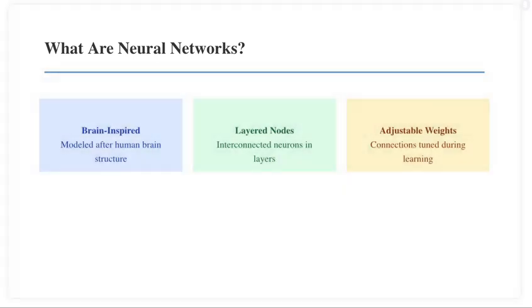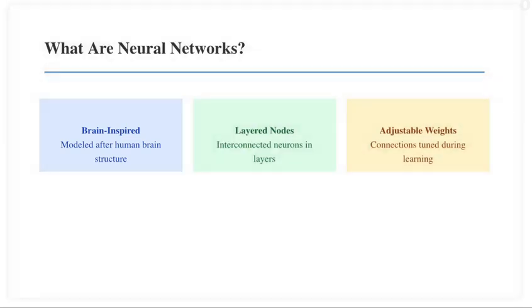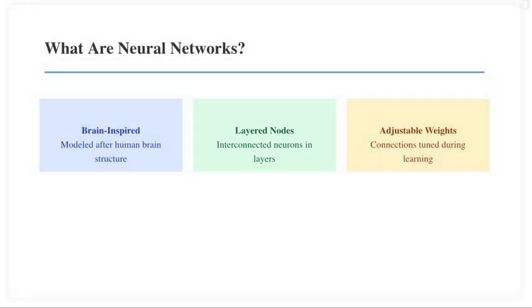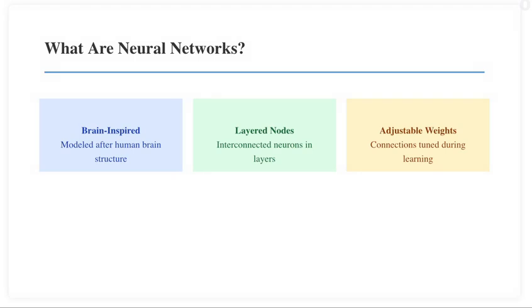As we just covered, they're inspired by the human brain structure to process information. First, neural networks are brain-inspired, modeled after the structure of our own brains to recognize patterns and learn from data. They consist of layers of interconnected nodes, much like neurons in the brain, where each layer processes different aspects of the input. Each connection has adjustable weights that are tuned during the learning process, allowing the network to improve its accuracy over time. In the next section, we'll see how these networks actually process information step by step.